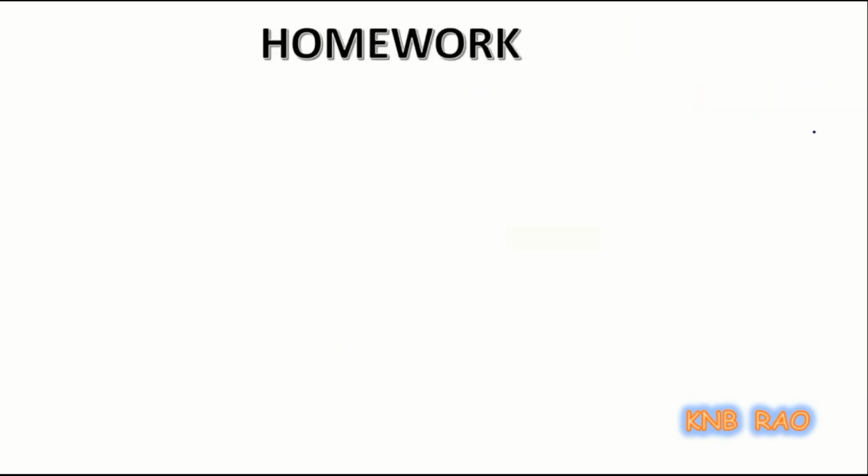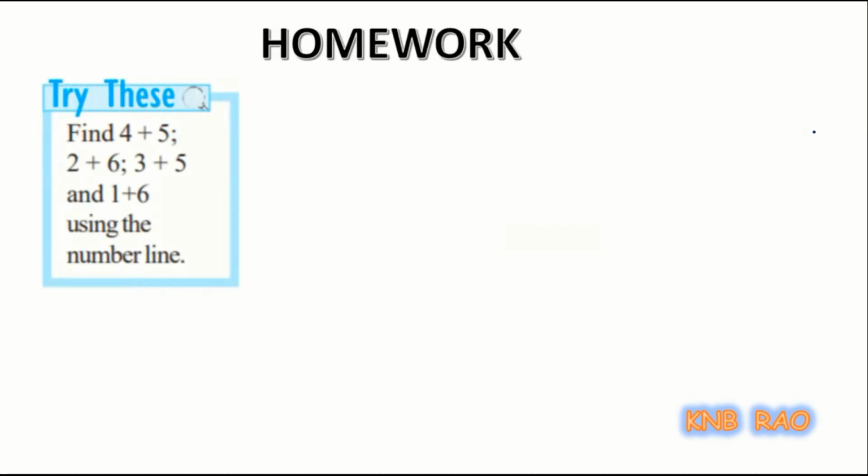Now it is time for homework. On addition of numbers on the number line, I am giving the first homework. Find 4 plus 5, drawing one number line with jumps starting from 4 towards right, 5 such unit jumps will give you the answer 4 plus 5. Similarly, 2 plus 6, 3 plus 5 and 1 plus 6 to be done on number line. Draw 4 different number lines, one for each situation.